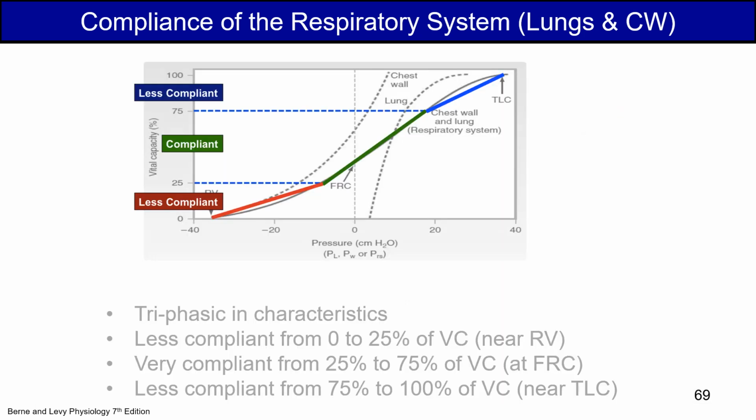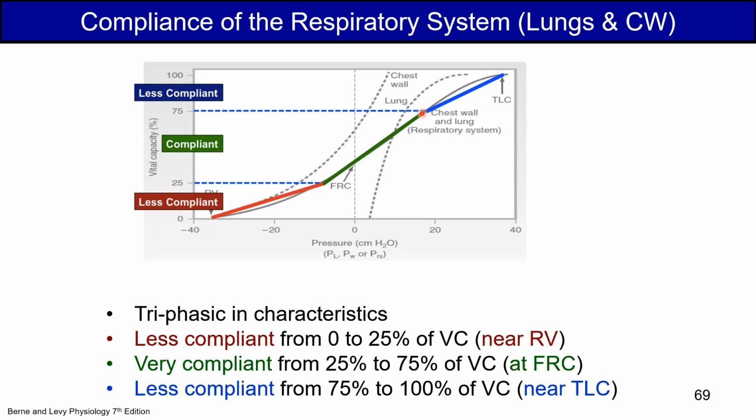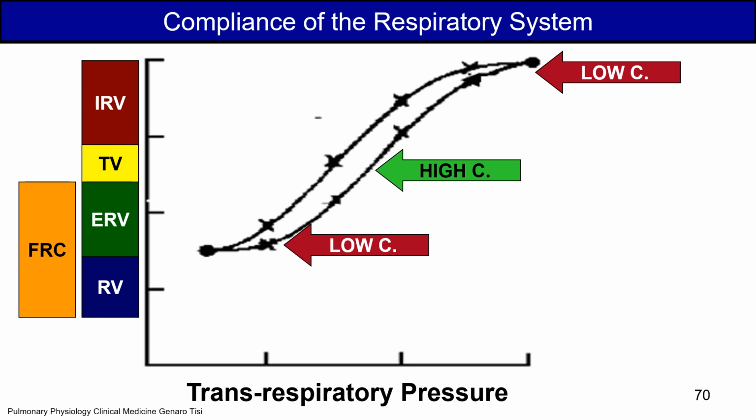So what I'm saying is the compliance of the respiratory system is a triphasic manifestation. It is less compliant from 0 to 25%, becoming more compliant from 25 to 75%, then again less compliant from 75 to 100%. So this is another way of looking at it, now in relationship to the lung volumes and functional residual capacity. It is less compliant near RV, becoming more compliant near FRC, and again becoming less compliant near TLC.